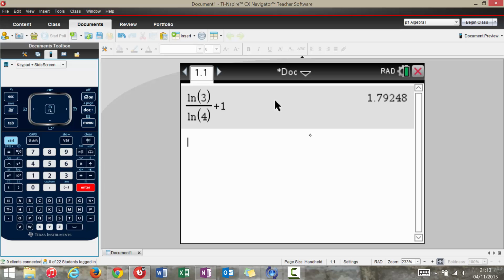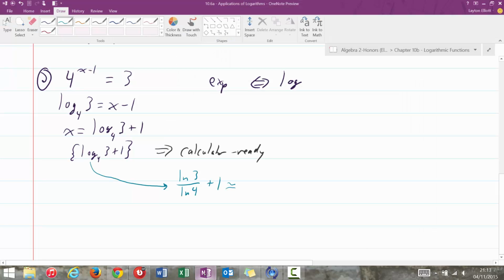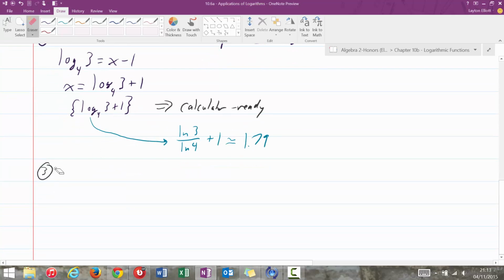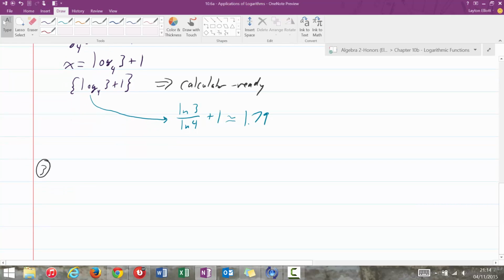Okay, so that would give my approximation of about 1.79, and we could move on. Number 3, and this one's going to take a little bit of time. Sorry, just kind of converting that. I have 3 to the x power is equal to 4 to the x minus 1.